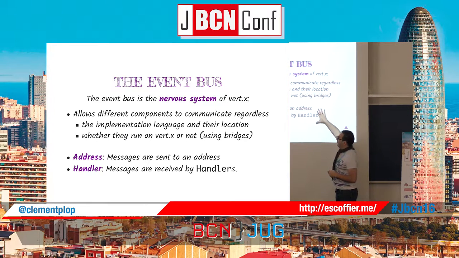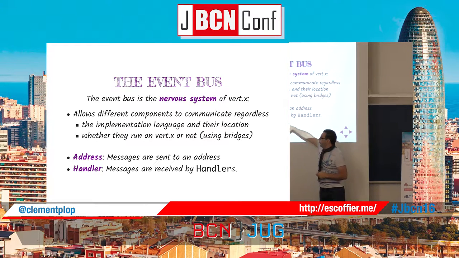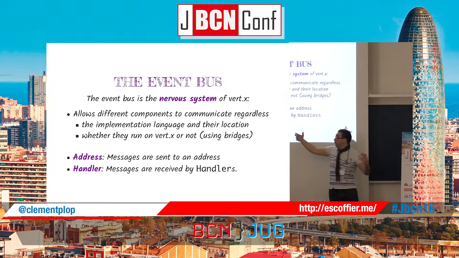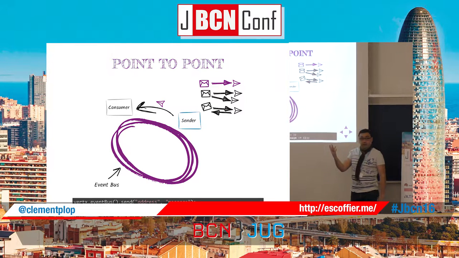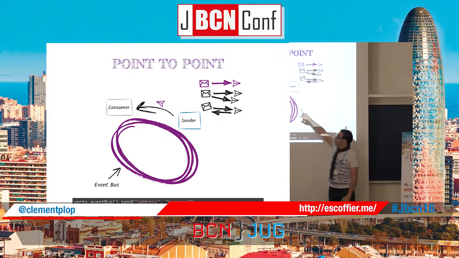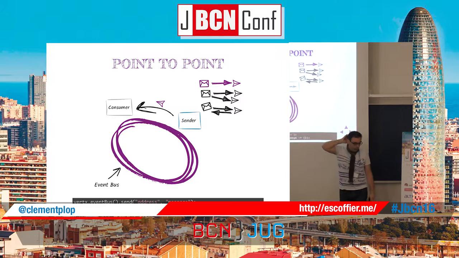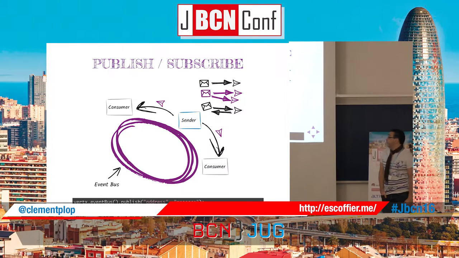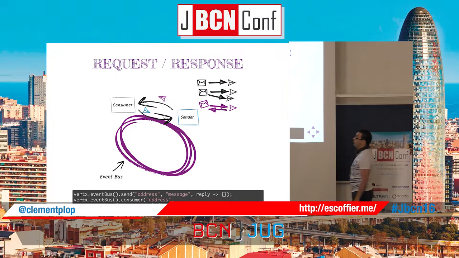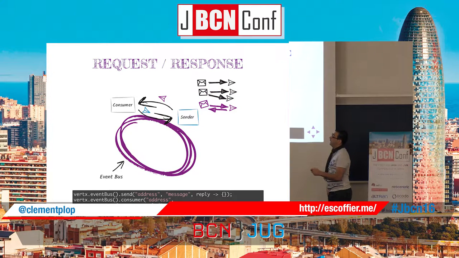It has basically two IDs, address and handlers. Address is just an opaque string, and handlers is where you get some events. Three types of delivery. The first one is point-to-point. You send a message to one guy, and he will get this. Publish, subscribe, of course. And request-response.